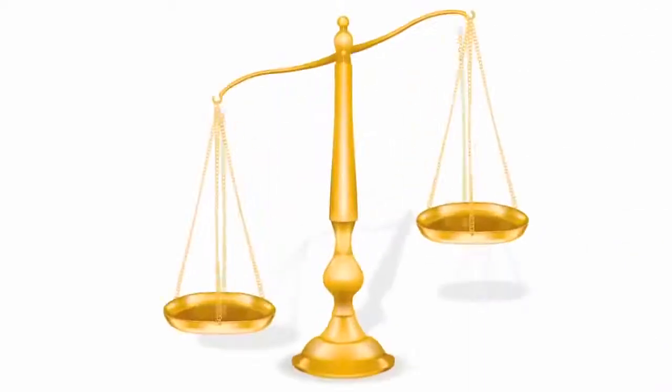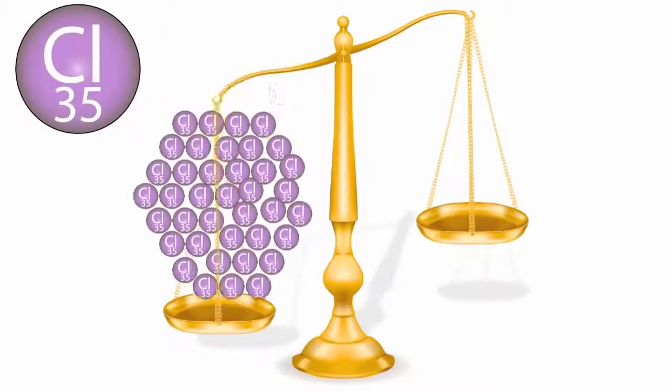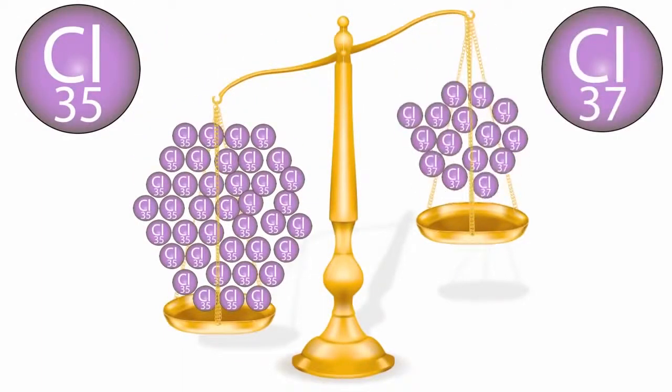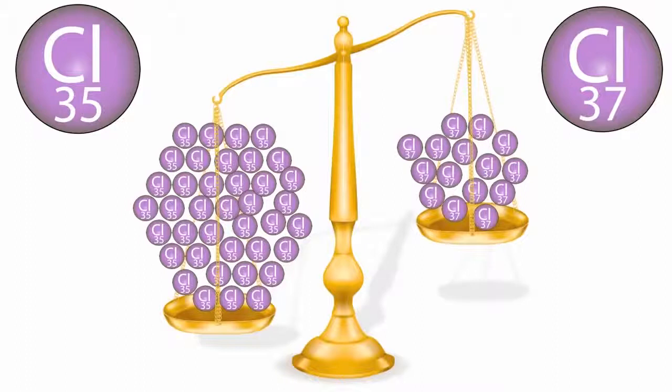We need to remember that we are talking about number of atoms. There are a certain number of chlorine atoms with a mass of 35 and a certain number of chlorine atoms with a mass of 37. However, within a sample, the levels of each isotope are not equal. So we take this into account when we are calculating the relative atomic mass, so that we are calculating a weighted average.